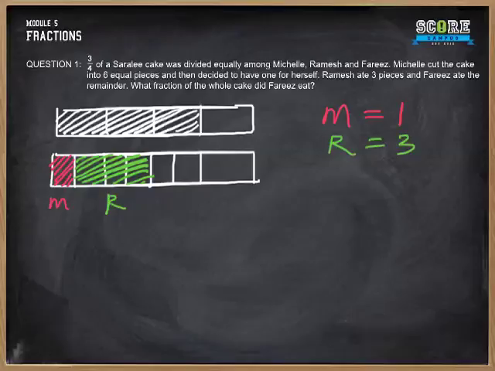And Fariz had 2 pieces. Okay? 2 pieces. Fariz, F equals 2. So step 5. Now we can see that Fariz's portion is 2 units out of a total 8 units.